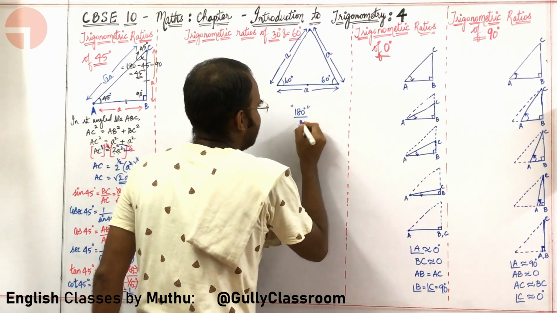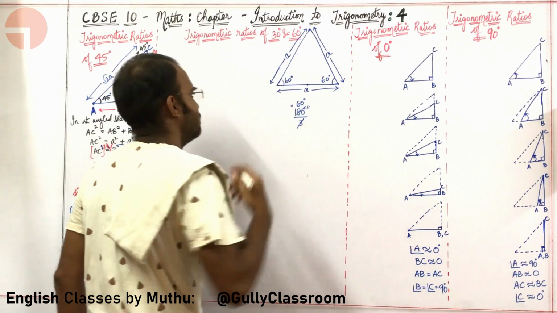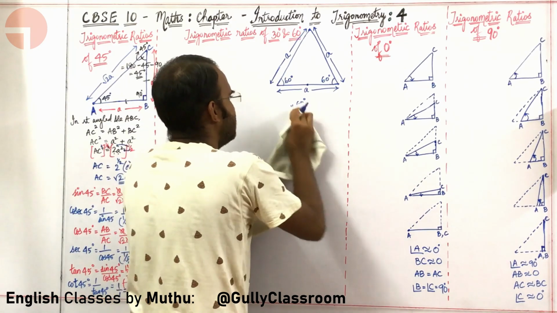So I am going to put 180 divided by 3. The answer is going to be 60 degrees.